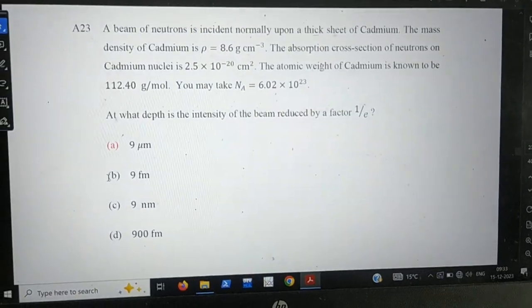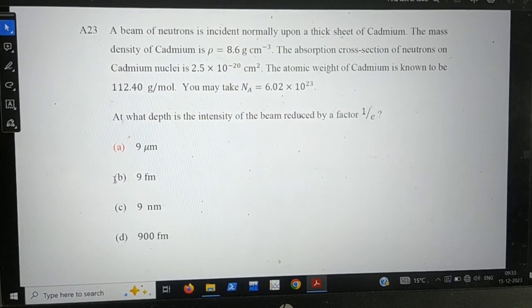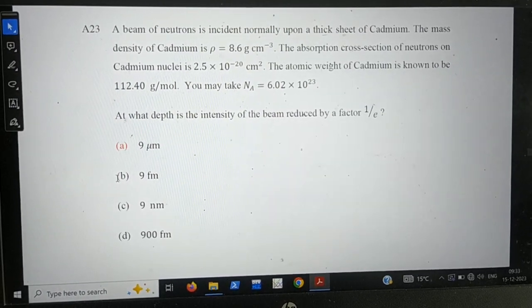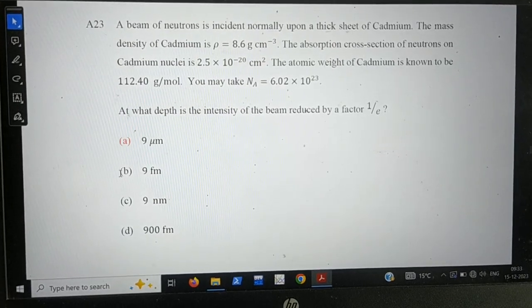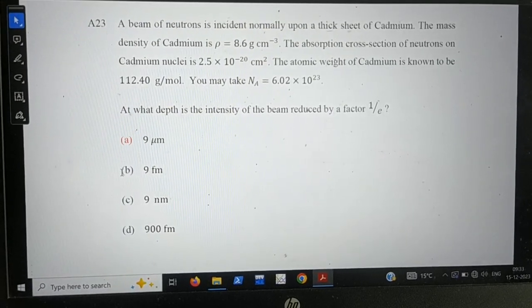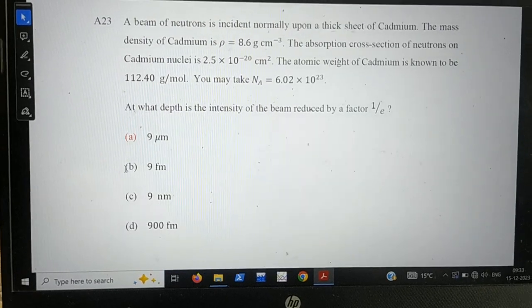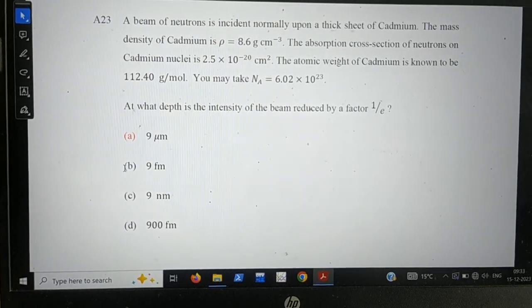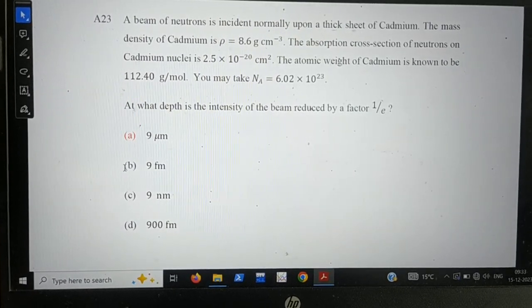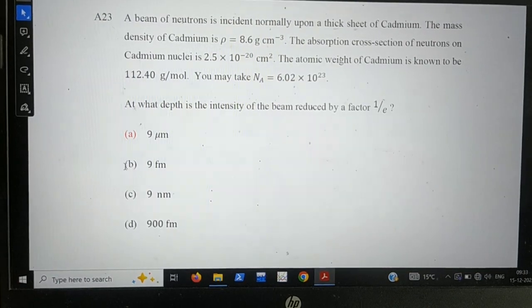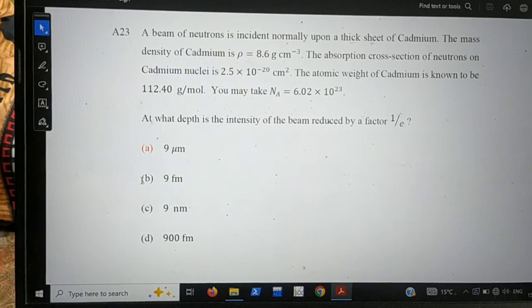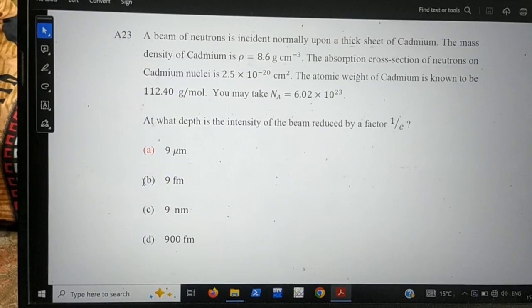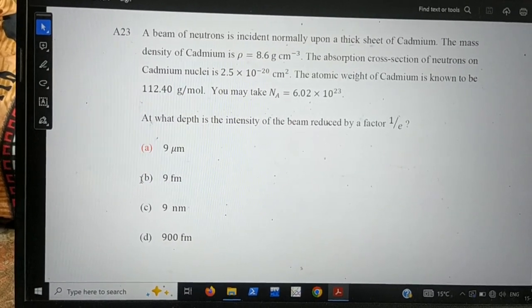A beam of neutrons is incident normally on a fixed sheet of cadmium. The mass density of cadmium is rho, 8.6 gram per cubic centimeter. The absorption cross section of neutrons on cadmium nuclei is 2.5 times 10 to the power minus 20 centimeter square. But I think there is a little mistake here. I think for option A, there should be 10 to the power minus 22 order. Okay.